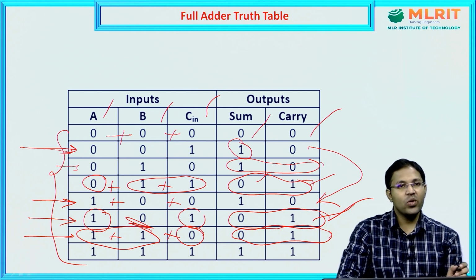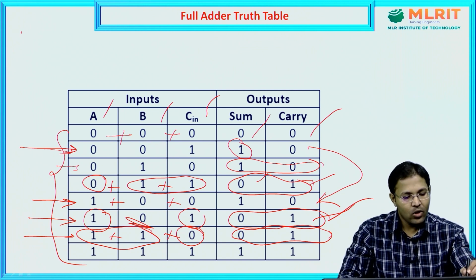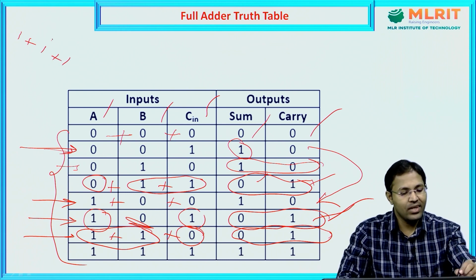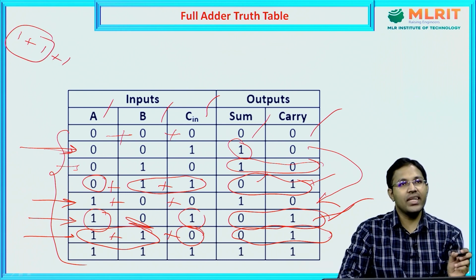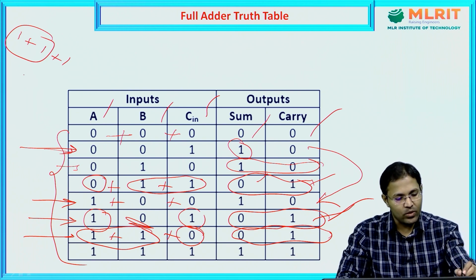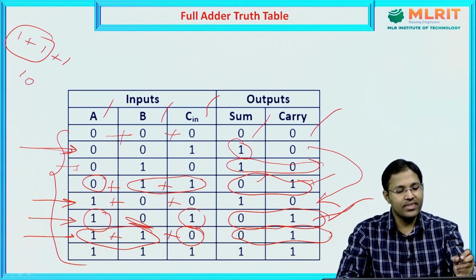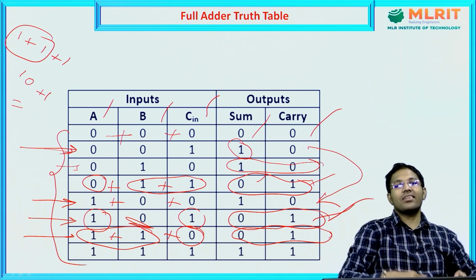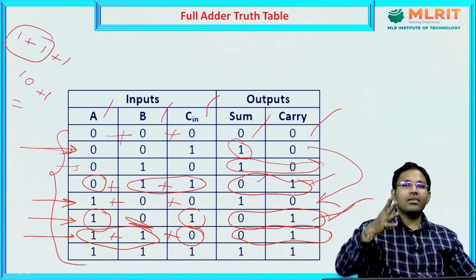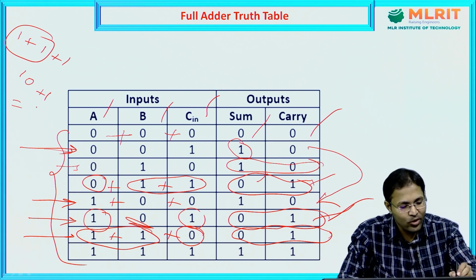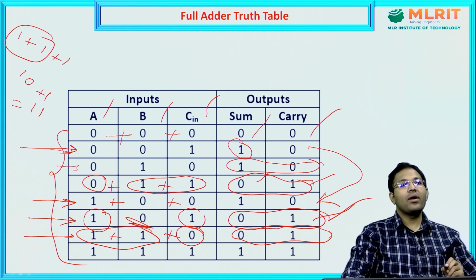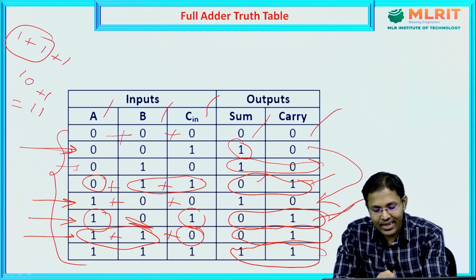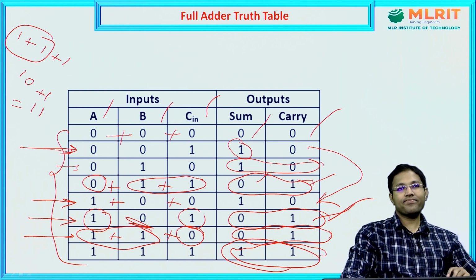Next, what about 1 plus 1 plus 1? That is one case, we will study that separately. 1 plus 1 plus 1, 1 plus 1 already we have seen, that is 1 0. Now 1 0 plus 1, this is similar to decimal, 10 plus 1 is 11, the same answer you are going to get. 1 0 plus 1 is 1 1, so sum will be 1, carry will be 1, last case.